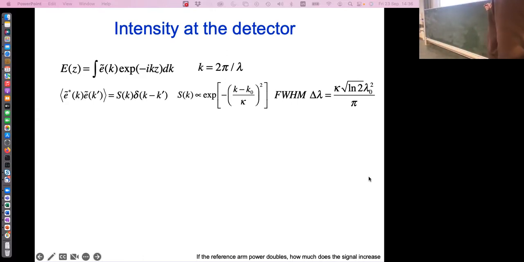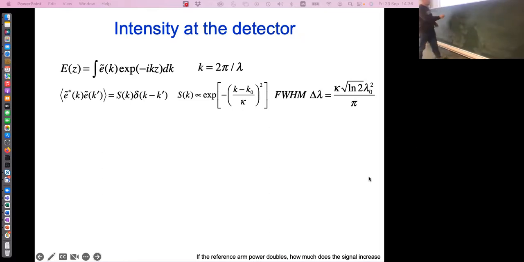Okay, so we have the amplitude of the source gives me the source spectrum as a function of k times the delta function k minus k prime. And I can define my source as a Gaussian. So here, this is the expression for a Gaussian. It's k minus k naught divided by kappa. Kappa then defines the width of my spectrum squared. This is a Gaussian, and I can calculate the full width half max of this Gaussian.